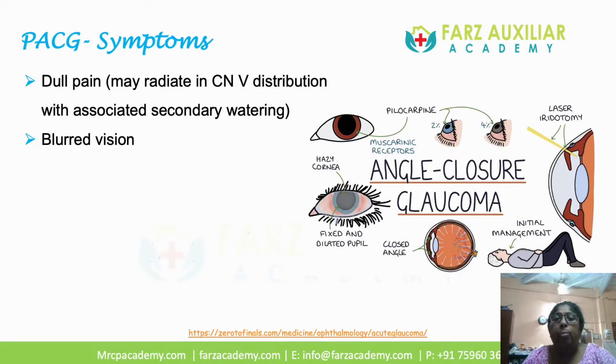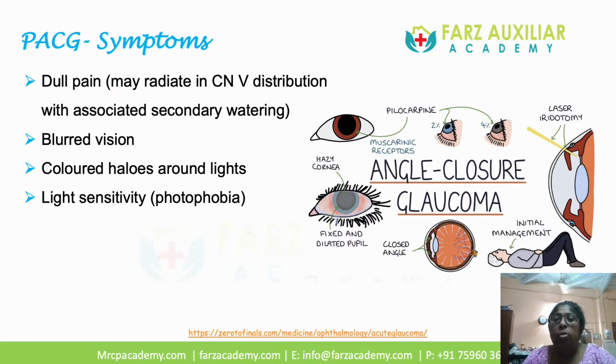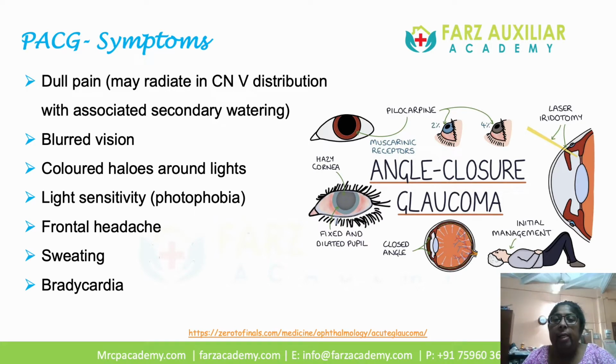The symptoms of primary angle closure glaucoma include dull pain, which may radiate in the fifth cranial nerve distribution and may be associated with secondary watering, blurred vision, colored halos around lights, light sensitivity, frontal headache, sweating, bradycardia, nausea, vomiting, and even abdominal pain can be present. This can be misdiagnosed as an acute abdomen, so beware and take note.